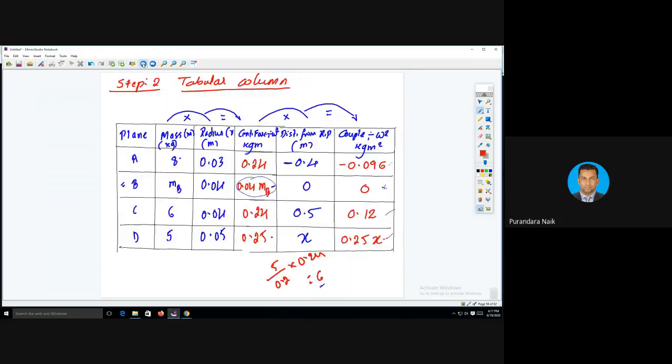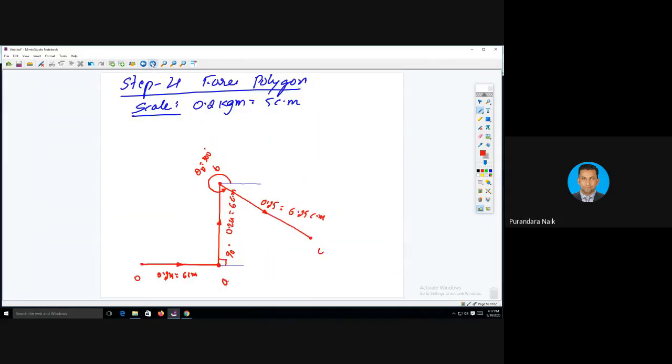See, we have forgotten one mass, that is 0.04 MB. If you draw this one, then it will be closed. But according to this polygon, we have only 3 edges. One more is pending because it is not closed. C to O you need to close. If you close this C with O, we will get one more edge. That edge indicates it is an edge of mass B.